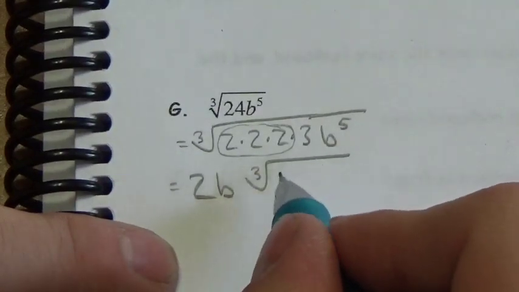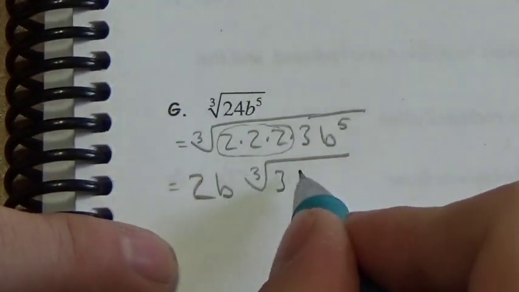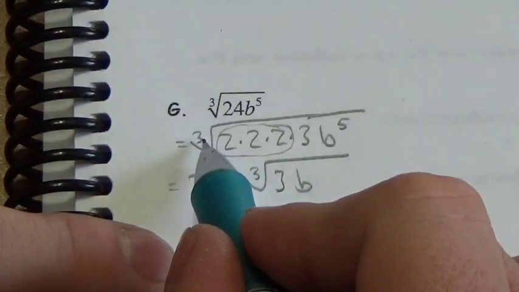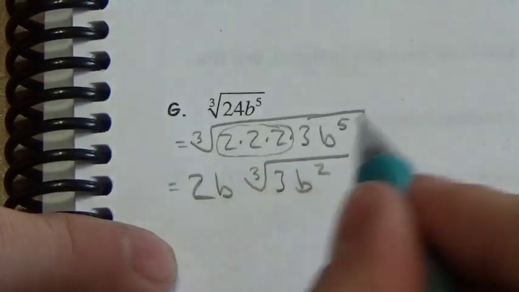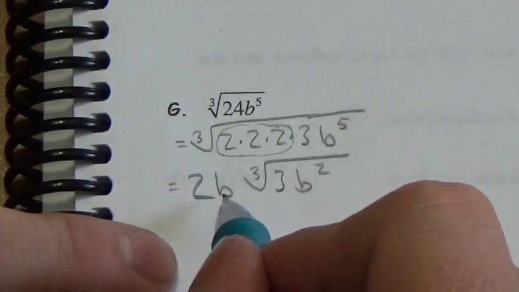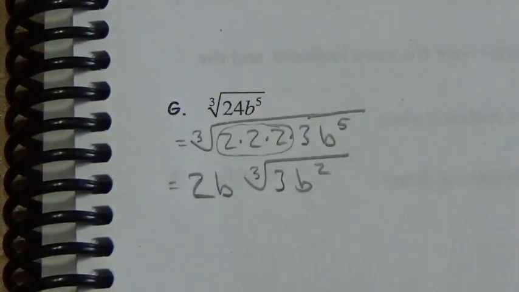And then I look at what's left inside here. Well, there's a 3 left inside the radical. And then 5 divided by 3 was 1 with a remainder of 2. So this will be 2b multiplied by the cube root of 3b squared.